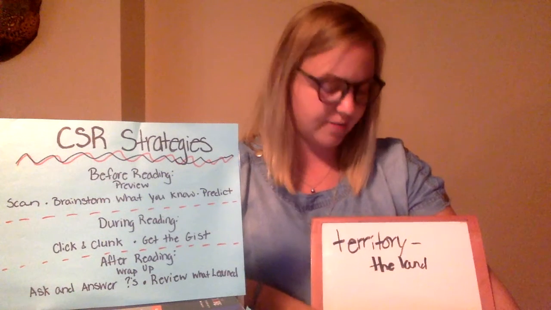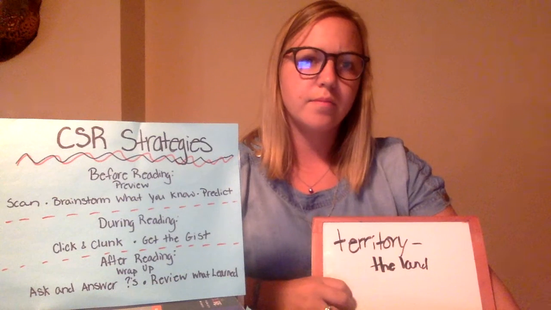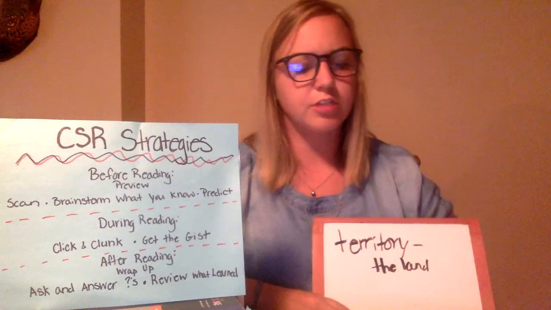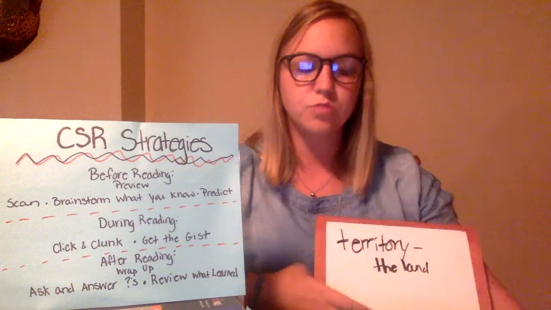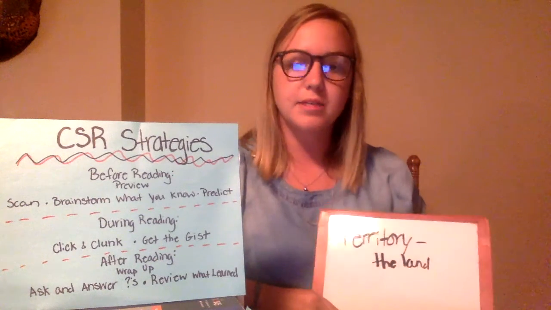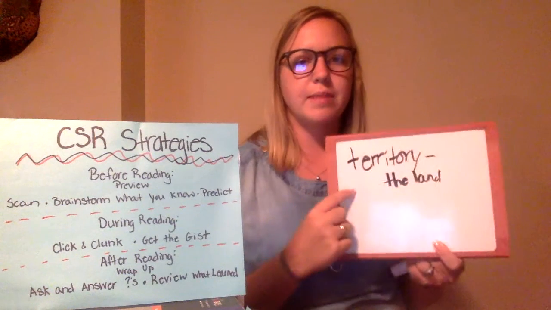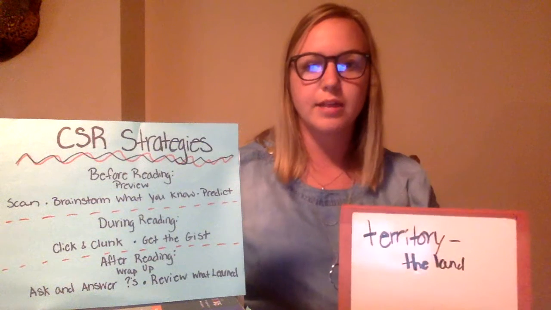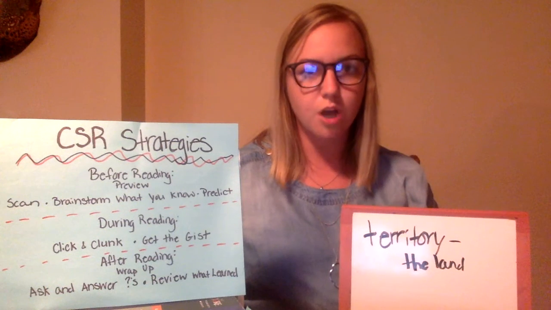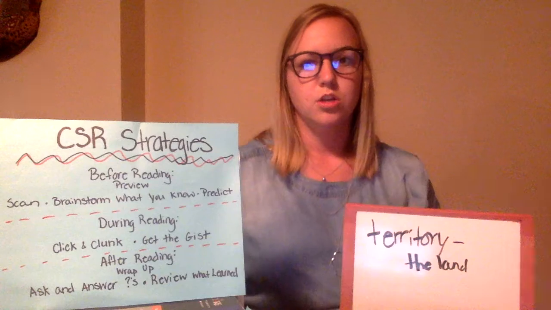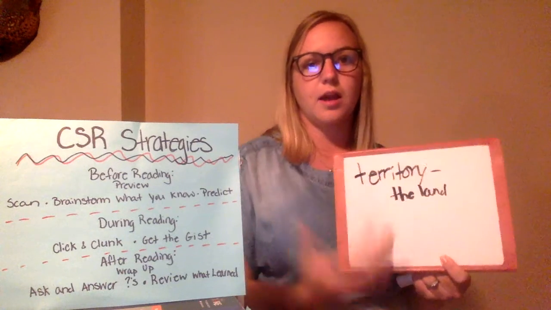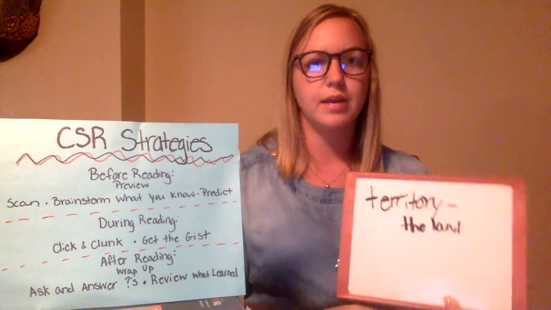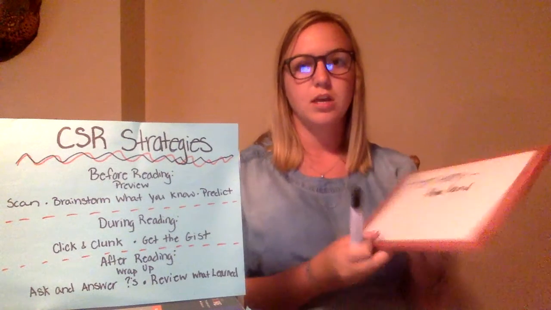So let's see if the land fits in that first sentence. So I will read, in the early 1800s, Lewis and Clark explored the land west of the Mississippi. That makes sense. So now I know that I can write that meaning down, that territory means the land. It's the area that they are exploring on the Oregon Trail. So that is when I click and clunk. I make sure I get that clunk, and I make sure it's going to click with me so that I can continue reading and I'm able to comprehend what I'm reading.